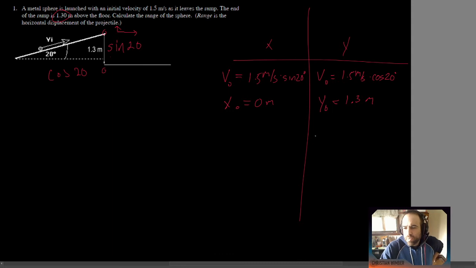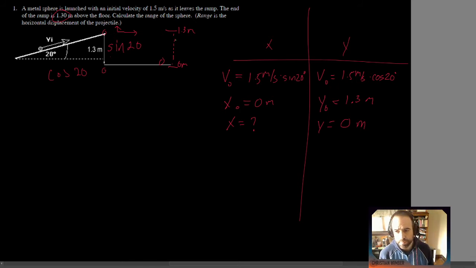Let's think what else we could possibly know. Do we know the final position? Well, yeah, it's going to hit the floor. So if it's up here at 1.3 meters, when it hits the floor, it'll be down here at 0 meters. So now our position is 0 meters. Now we don't know our final position horizontally. In fact, that's what the problem is actually going to ask us for. The only other things I think we need to know are acceleration and time.